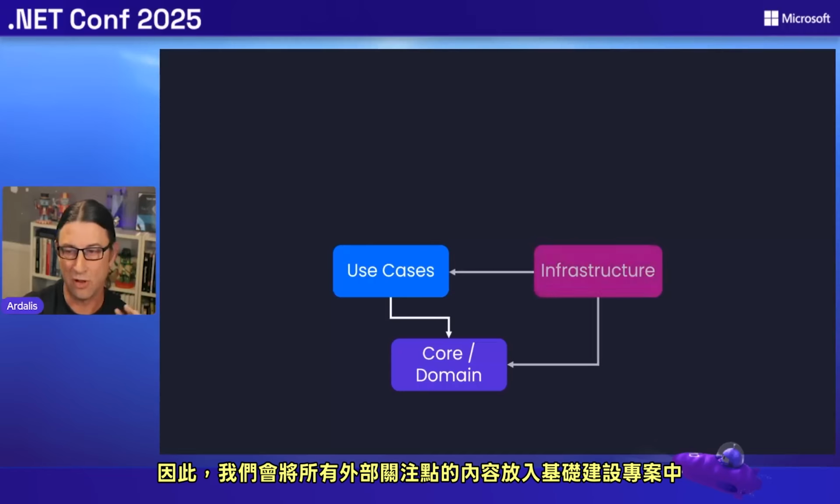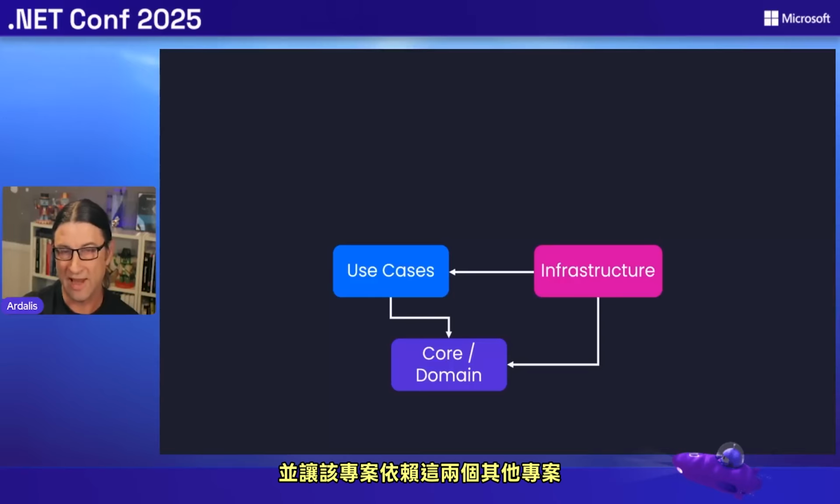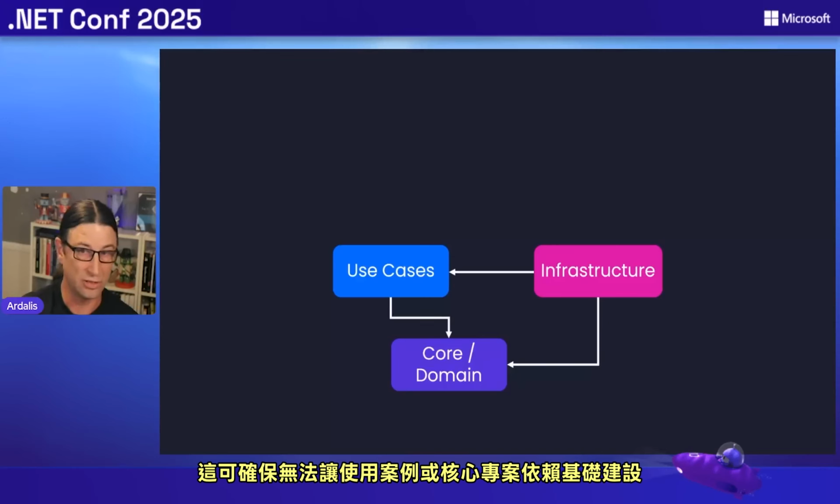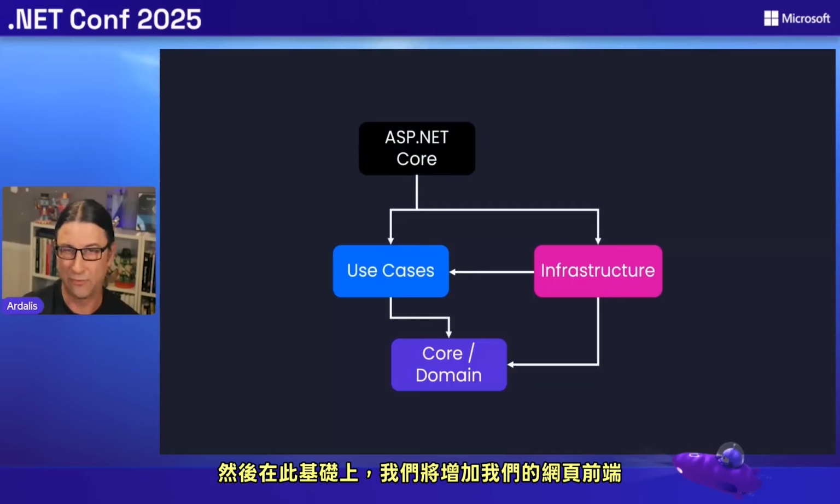So we're going to put all the external concern stuff inside an infrastructure project. And we're going to have that project depend on these other two projects. And that's going to ensure that it is impossible for either the use cases or the core project to depend on infrastructure. And then on top of that, we're going to add our web front end.